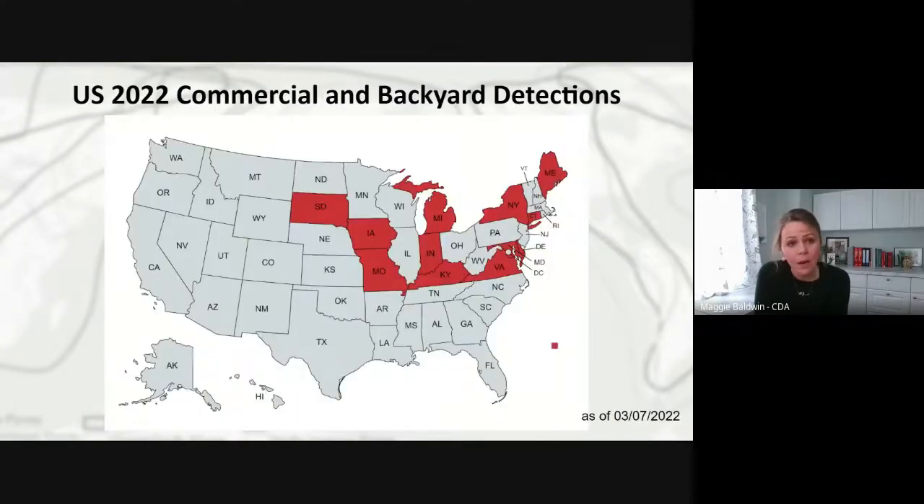And I put together a couple of maps of where we are right now. So there's been detections across, this is commercial and backyard detections. And I actually probably should change this to say poultry and non-poultry detections. They recently updated the OIE definitions for poultry and non-poultry. But these states across the Midwest and the eastern states is where we've had those detections. And this was updated as of yesterday.